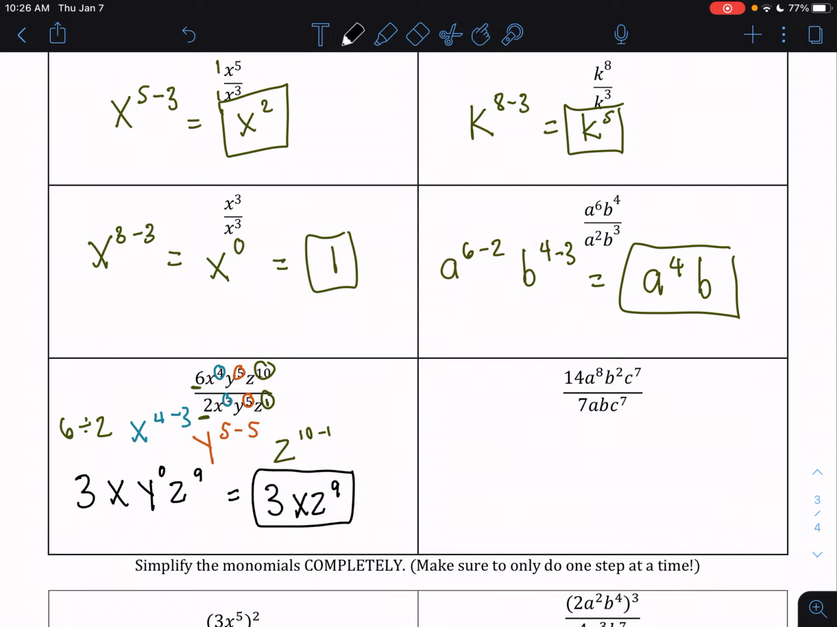All right, so the next one is just like the one we just did, so I want you to pause the video and try this one on your own. See if you can zip through this one, and then watch the video and see if you get the same answer.